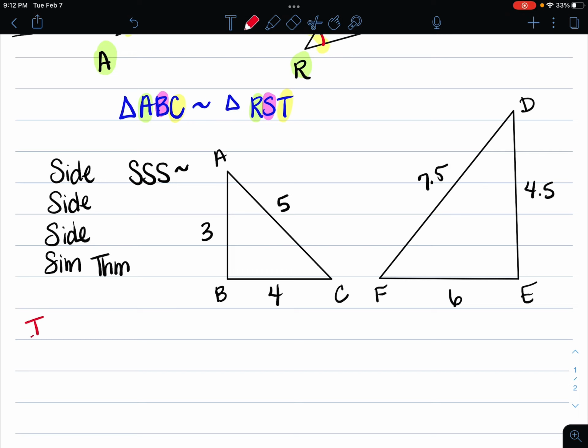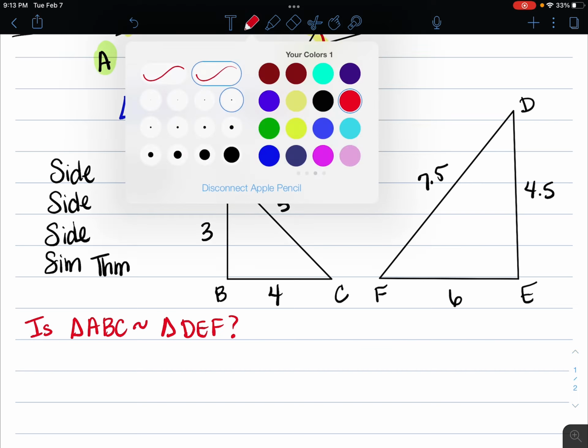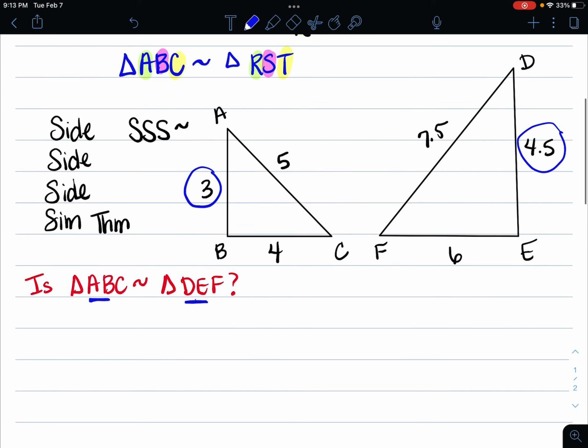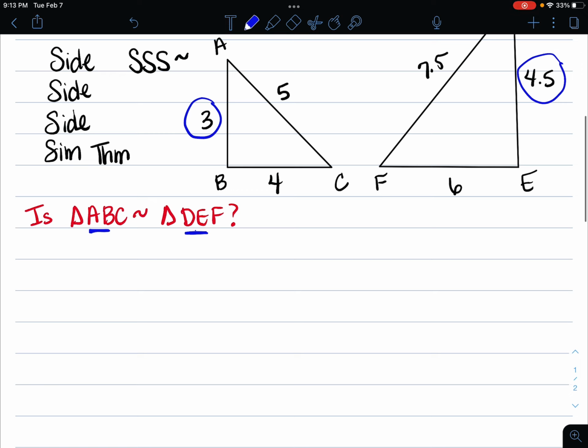Now this one will ask something like, it'll say in the directions, is triangle ABC similar to triangle DEF? So they're telling you what sides match up with each other. Right? We talked about that in congruence. If I see AB is first and DE is first, then I know that AB and DE should correspond with each other. Now, obviously, they're not going to be the same size because we are doing a dilation.